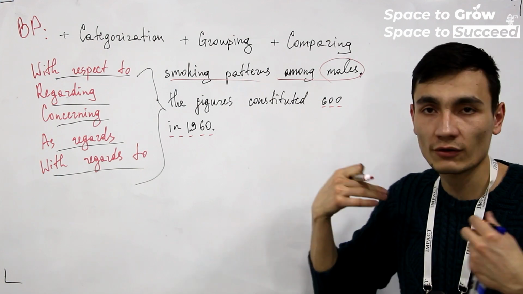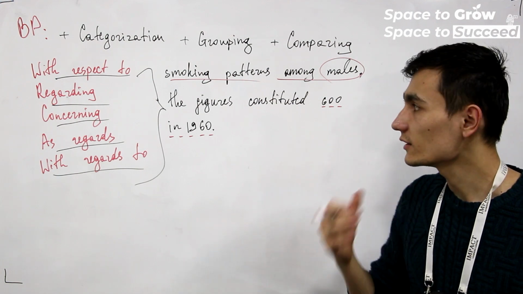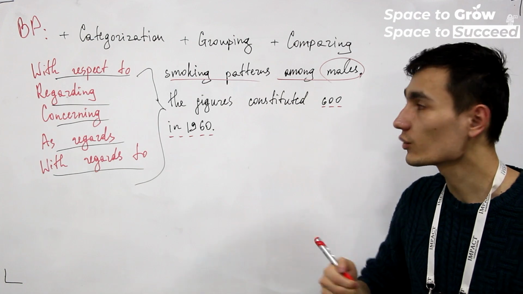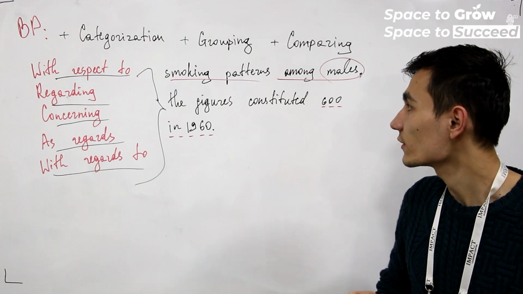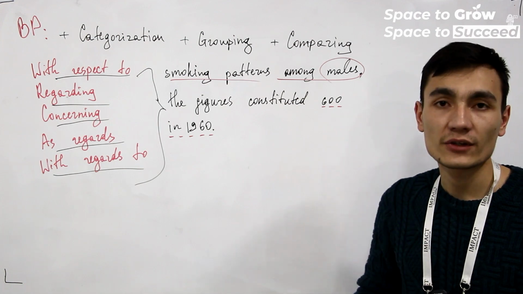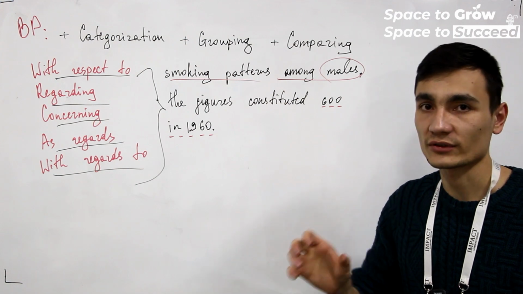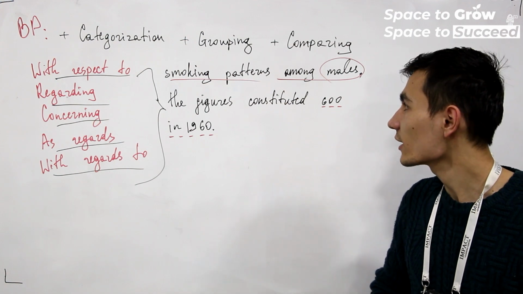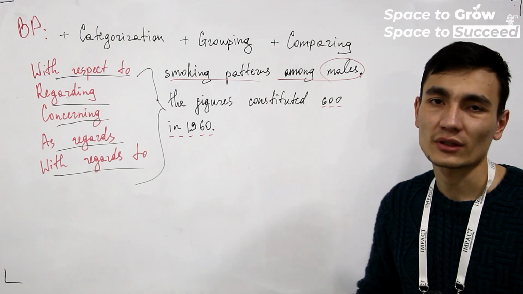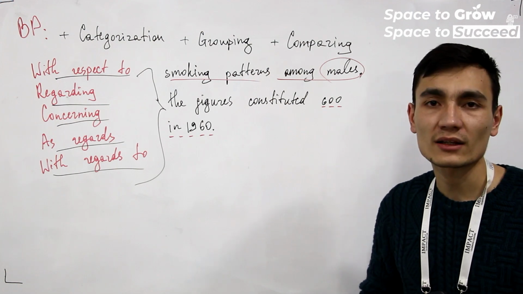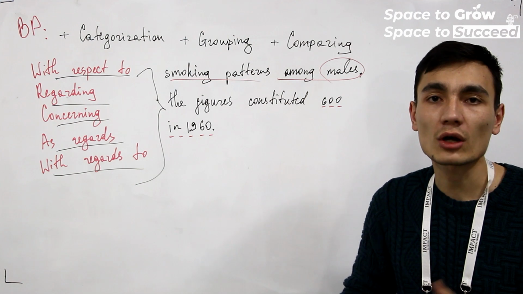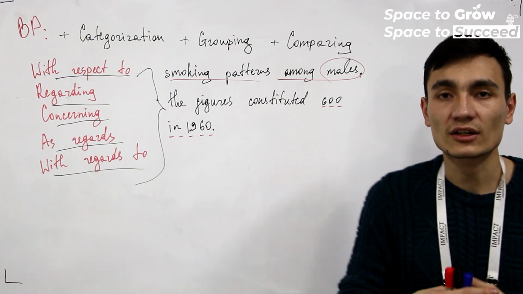In our body paragraph, we have to give more details, as much detail as possible, to get the higher task achievement score. And the figures constituted means figures were at. So it was this number. As you see, we had written 600 in 1960. Why are we writing 600? Why are we not writing 600 people or 600 individuals?